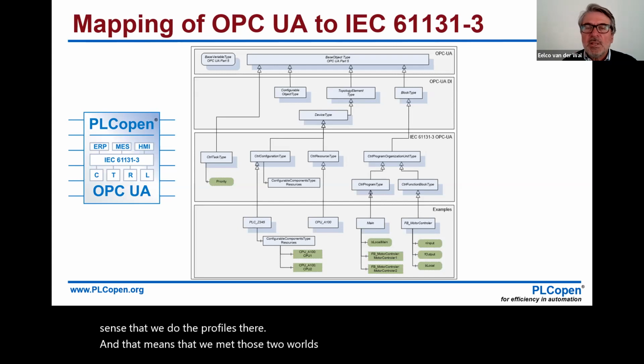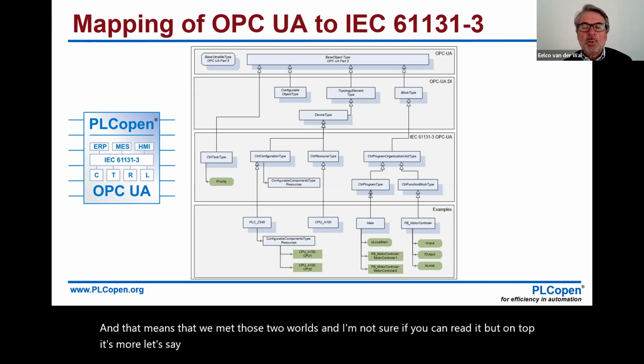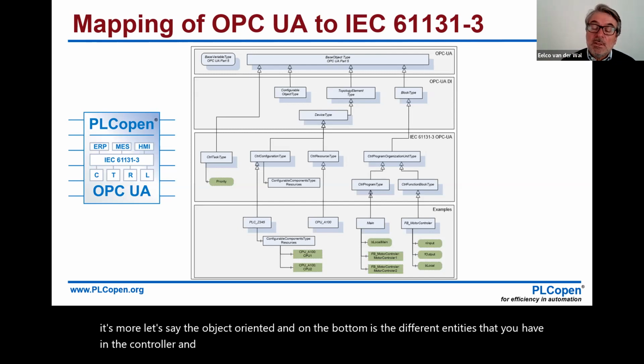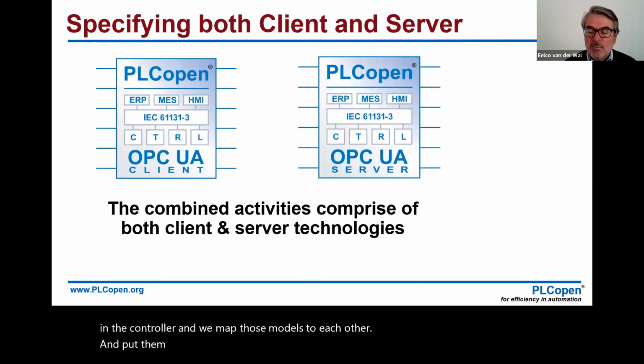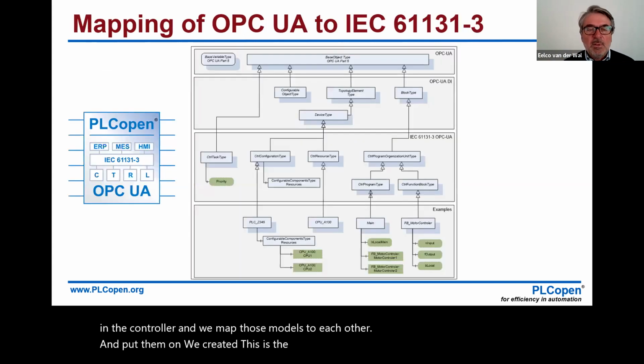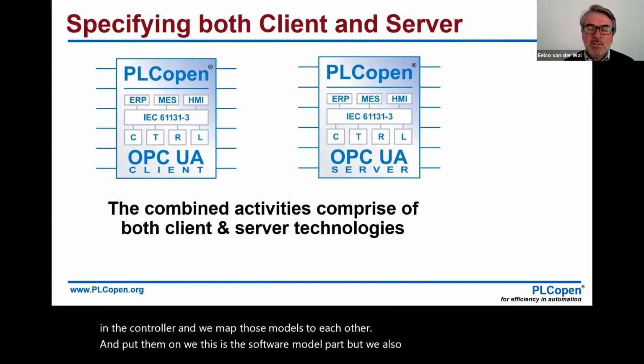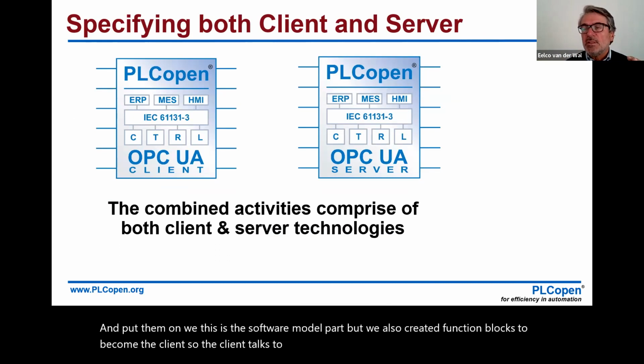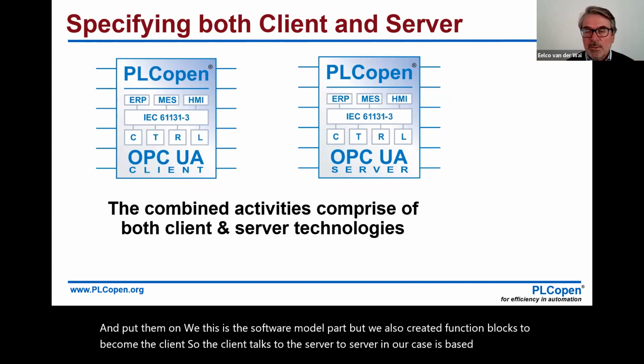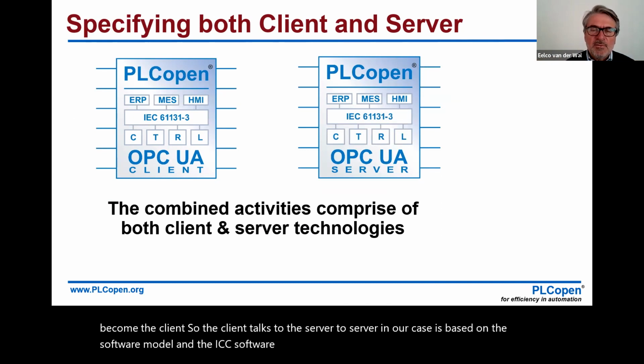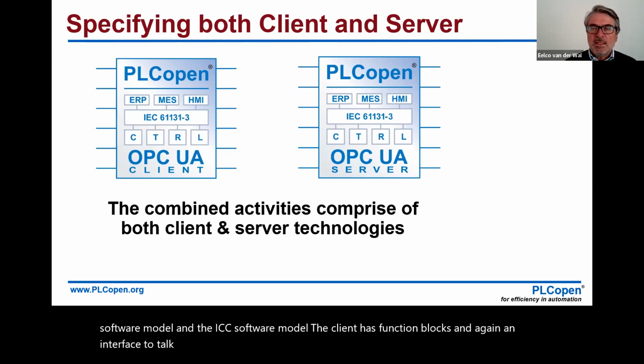I'm not sure if you can read it, but on top is more, let's say, the object oriented, and on the bottom is the different entities that you have in the controller. And we map those models to each other. And for that one, we created, this is the software model part, but we also created function blocks to become the client. So the client talks to the server. The server, in our case, is based on the software model, the IEC software model. The client has function blocks and again an interface to talk to any server and get the information back.